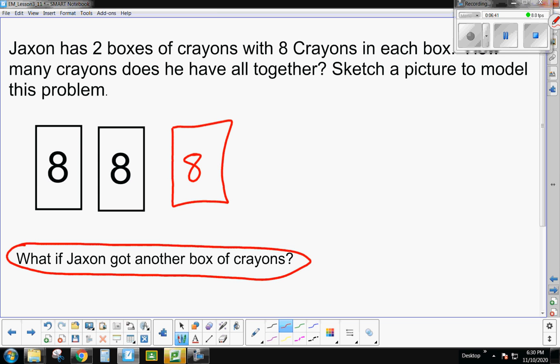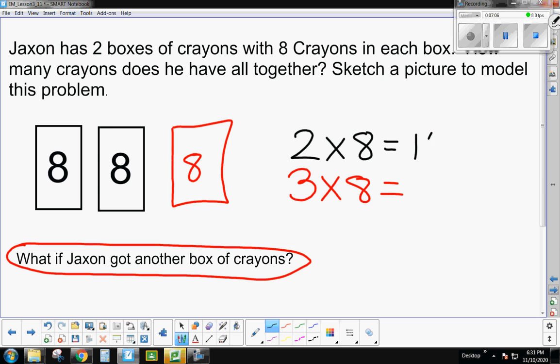What is my new number model now? Okay, my new number model is 3 groups of 8. Now, if I would have given you 3 times 8 in the beginning, you might not have known what the answer was to 3 times 8. But did you know the answer to 2 times 8? You knew that 2 times 8 was 16. That was 2 groups of 8.